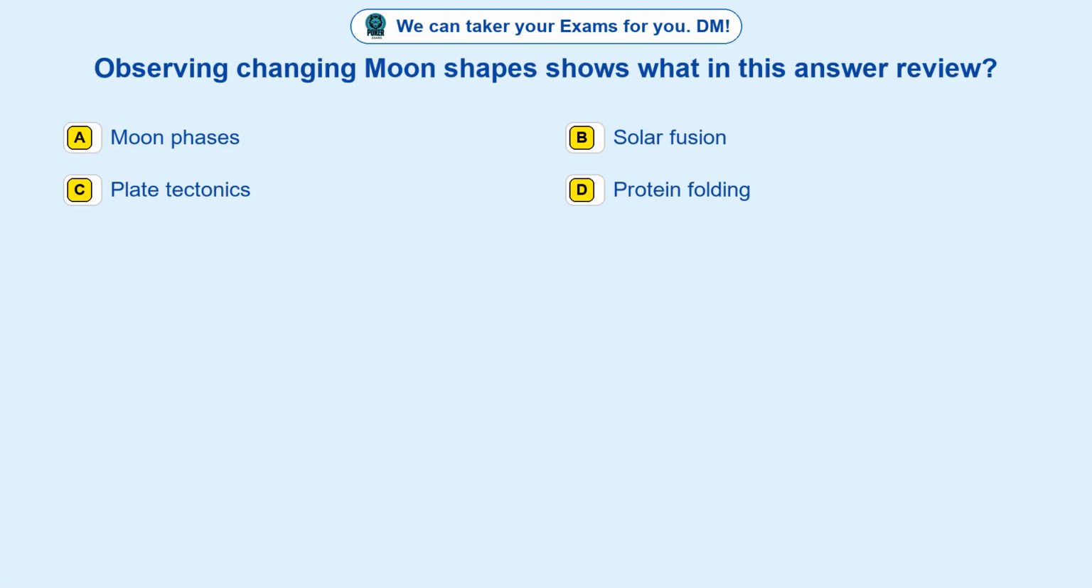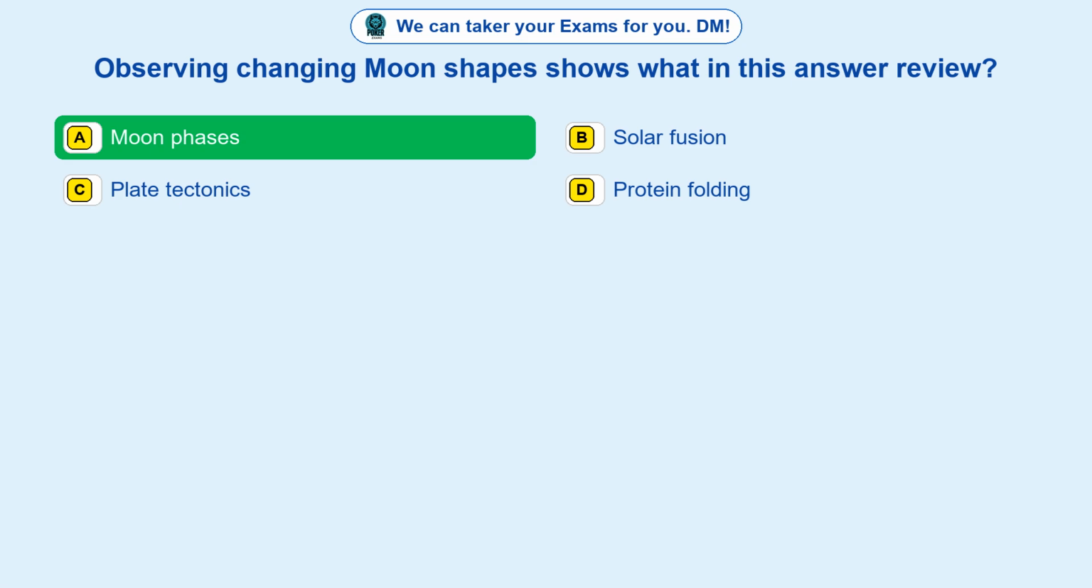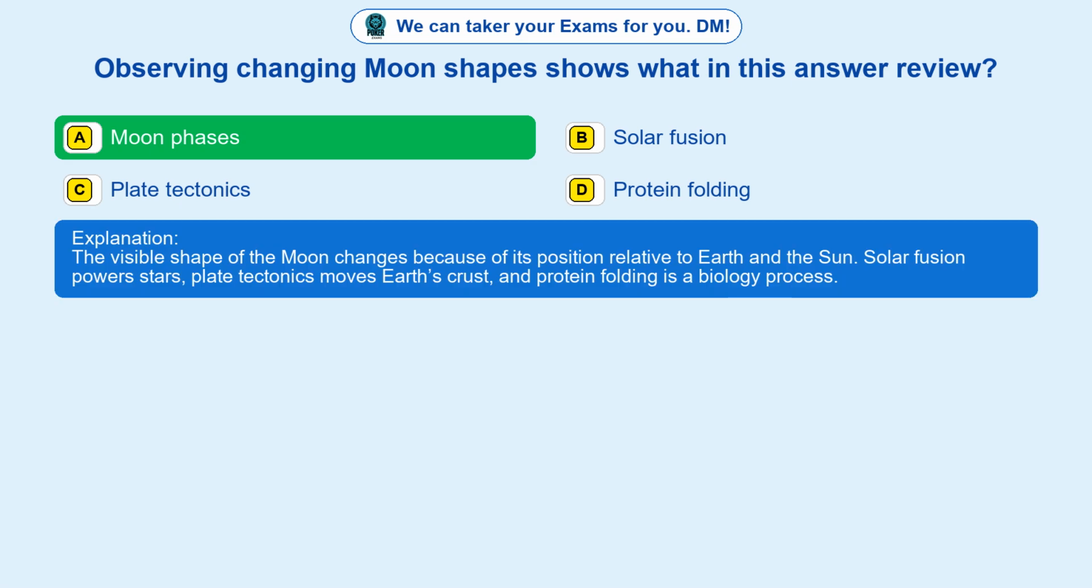Question 90. Observing changing moon shapes shows what in this answer review? Option A, moon phases. Option B, solar fusion. Option C, plate tectonics. Option D, protein folding. The correct answer is option A. Moon phases. The visible shape of the moon changes because of its position relative to Earth and the Sun. Solar fusion powers stars, plate tectonics moves Earth's crust, and protein folding is a biology process.